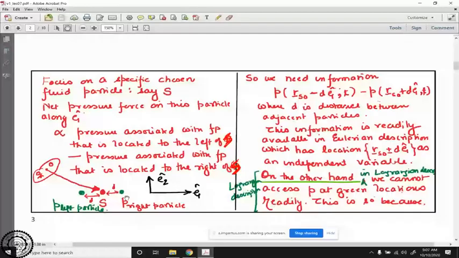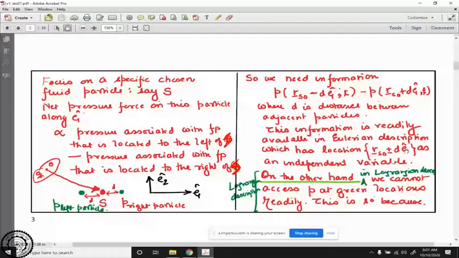Now you have to give it some thought, and I hope this sentence will appeal to you, that this information is readily available in Eulerian description, which has location as independent variable. So you can choose any location and Eulerian description will give you the answer of various dependent variables immediately. In this case, that dependent variable is pressure. So you query what is the pressure at RSO plus dE1. That is, Eulerian will give you a ready answer. Similarly for the right hand side.